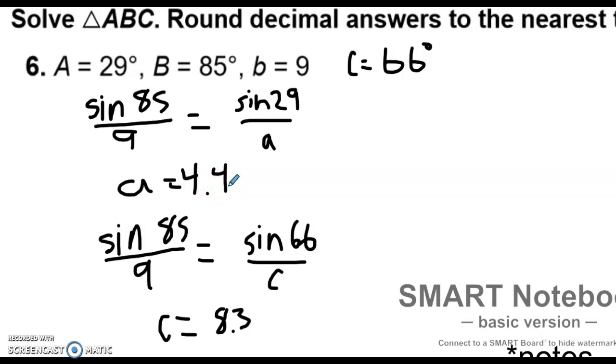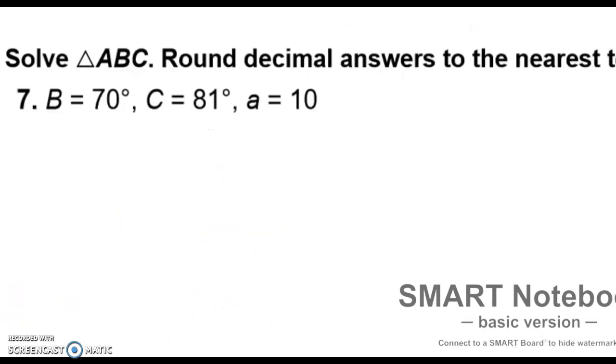So sine of 85 over 9 equals sine of 66 over C. C is equal to 9 times the sine of 66. Find an answer. Divide by sine of 85. You should get 8.3 rounded to the nearest tenth.